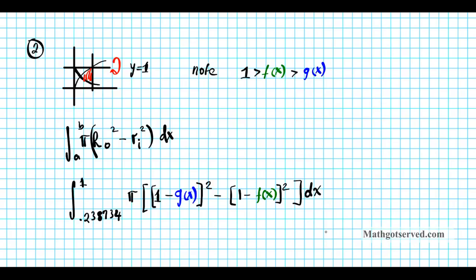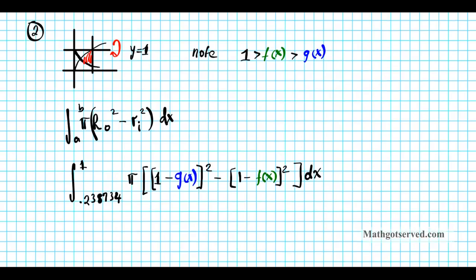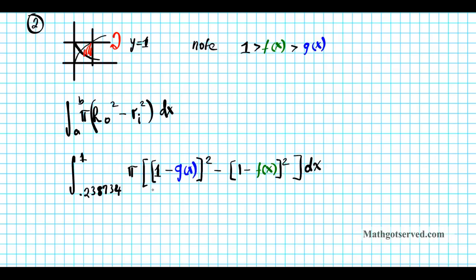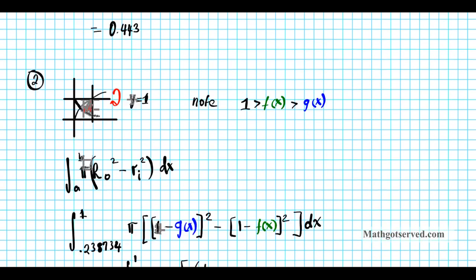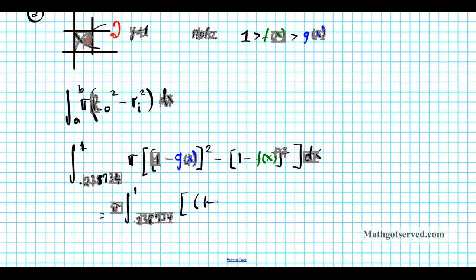Alright, so let's apply this formula to the function that we're dealing with. So we're going to have the integral from 0.238734 to 1. We can factor out the pi, okay, times 1 minus g of x. G of x is the function that's farther away from the axis of rotation, which is e to the negative 3x. E to the negative 3x, that squared. What we have just found is the area of the outer disk.